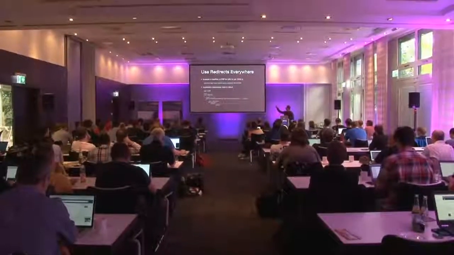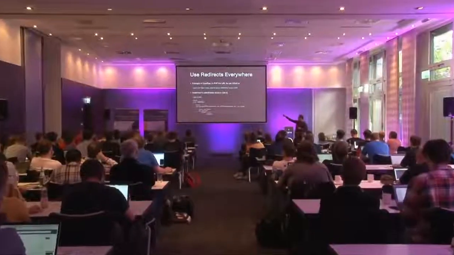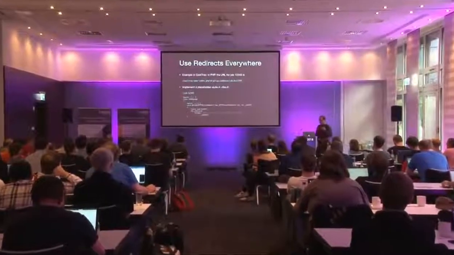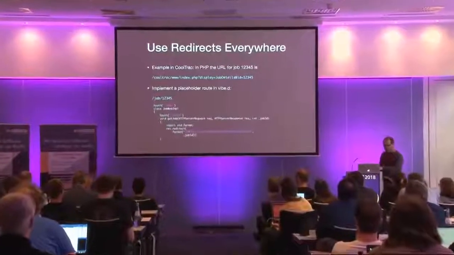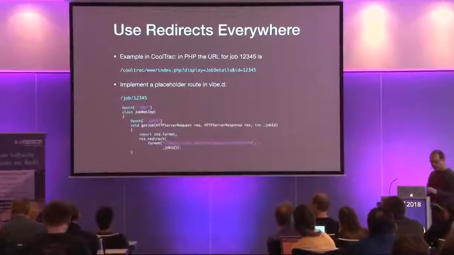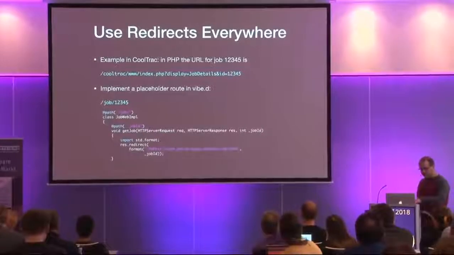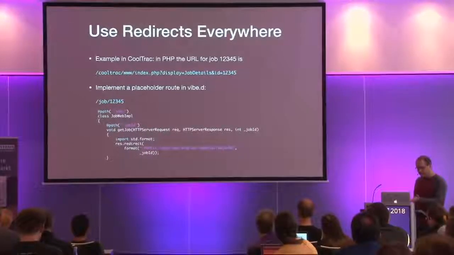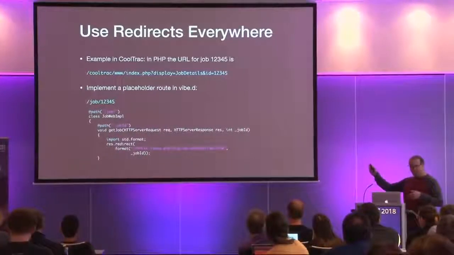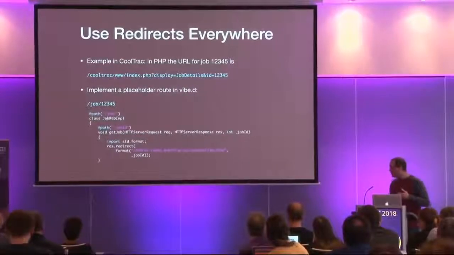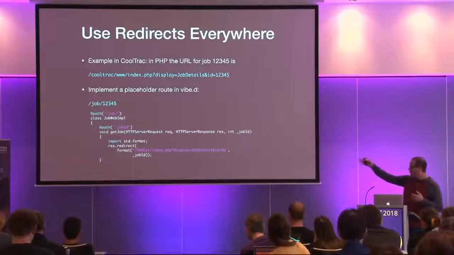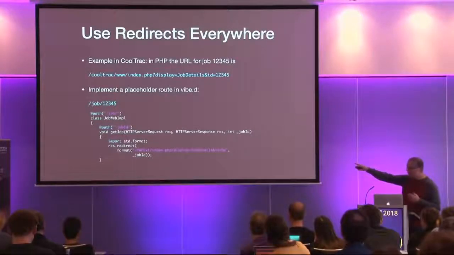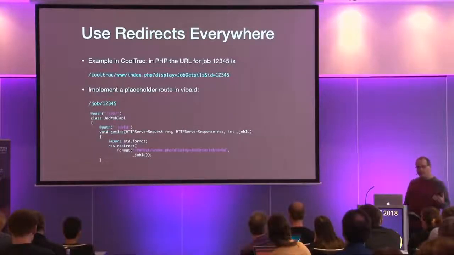So an example in CoolTrack, this is the URL for displaying job information for job 1, 2, 3, 4, 5. So you can see that's the URL there. In vibe.d, we're going to implement a placeholder route. So under job 1, 2, 3, 4, 5, anyone who's used vibe.d might recognize how this works. But basically, I'm just saying, here's the handler for everything under job, and here's the first handler for if you have a job number. And I'm just doing a redirect, really simple.